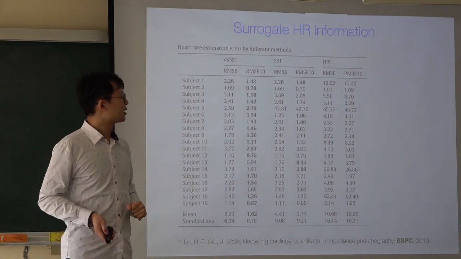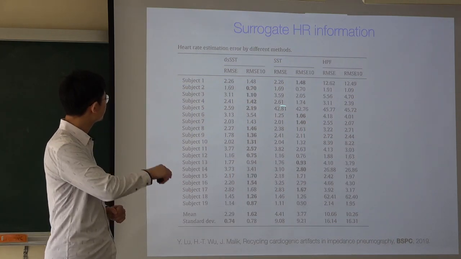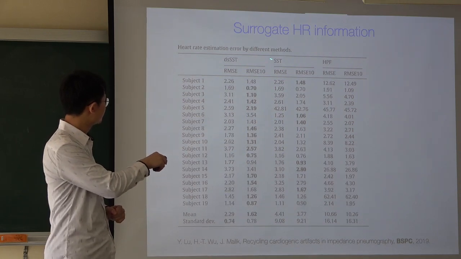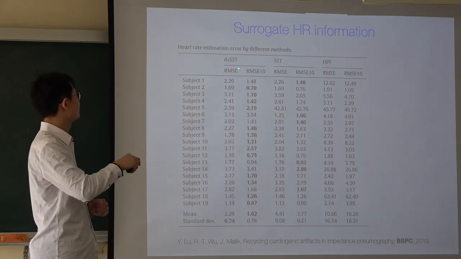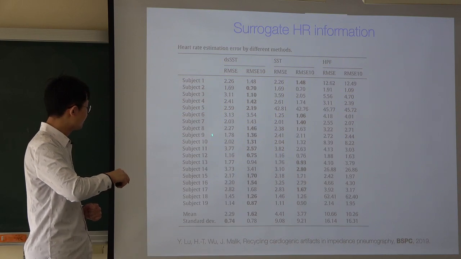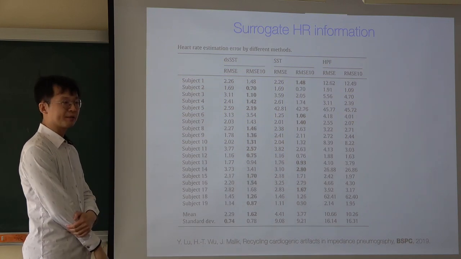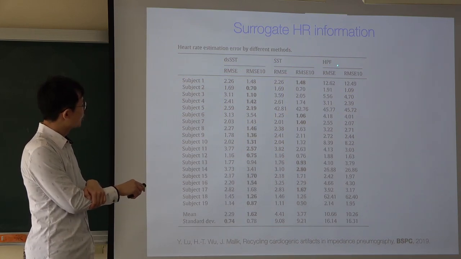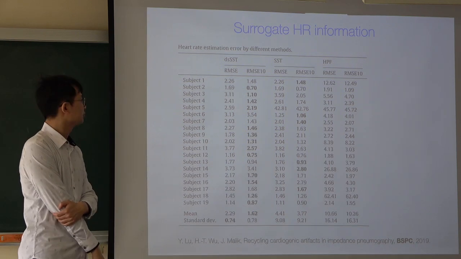And this is the surrogate heart rate information summary statistics using D-shape or traditional synchro squeezing. You can see that if you use D-shape synchro squeezing, the result is actually better than the traditional synchro squeezing or even the traditional high-pass filter or band-pass filter.